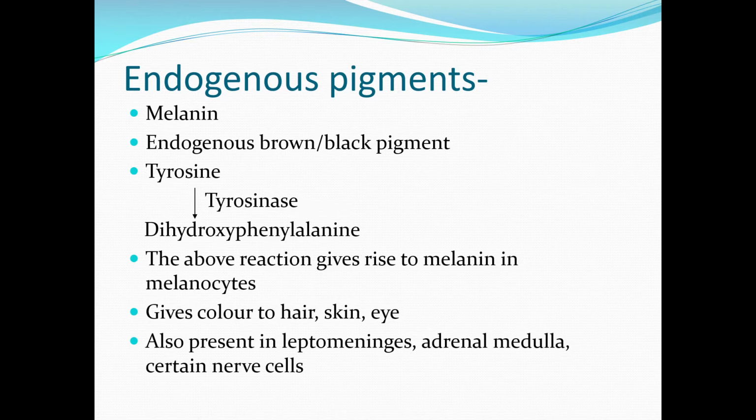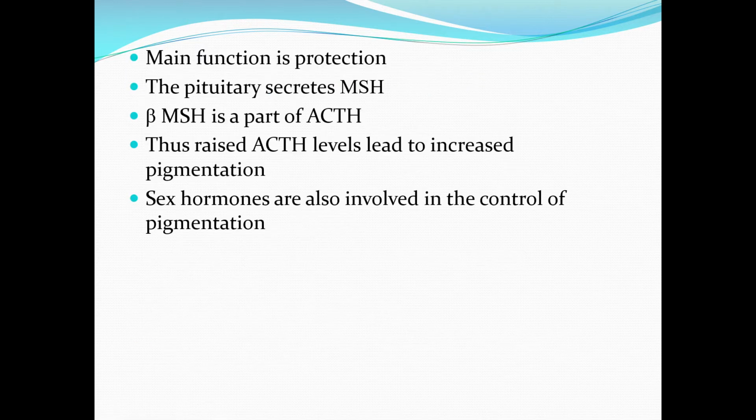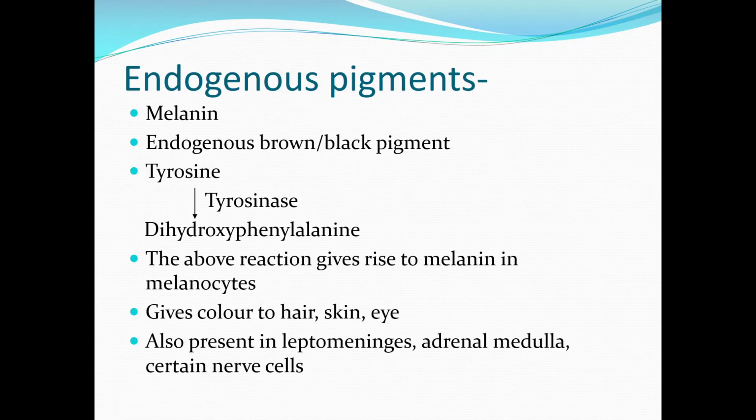So first of all, melanin. Everybody is aware of melanin. It is a colored pigment which gives color to the skin. It is an endogenous brown to black pigment, formed by the conversion of tyrosine to dihydroxyphenylalanine with the help of the enzyme tyrosinase, and this reaction gives rise to melanin in the melanocyte. Melanin gives color to hair, skin and eye, and is also present in leptomeninges, adrenal medulla and central nerve cells.